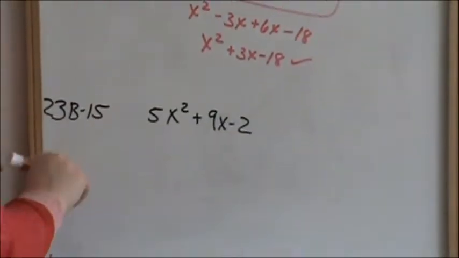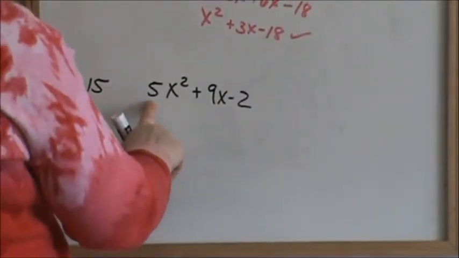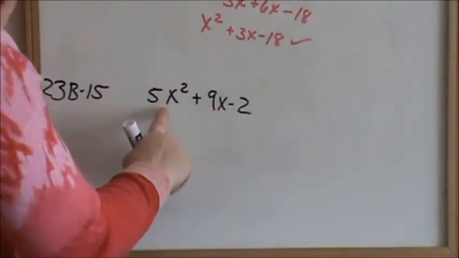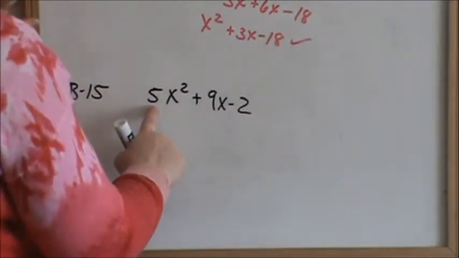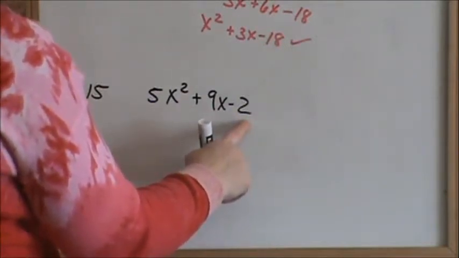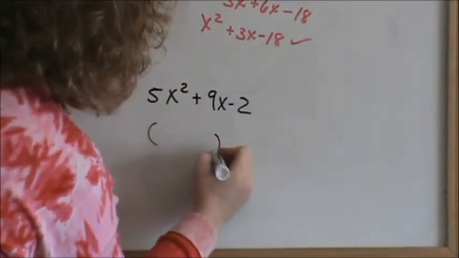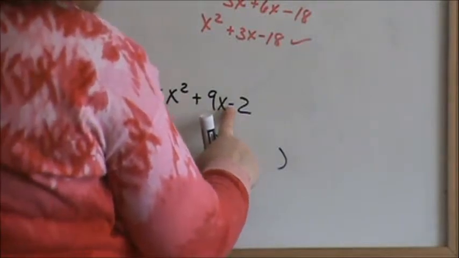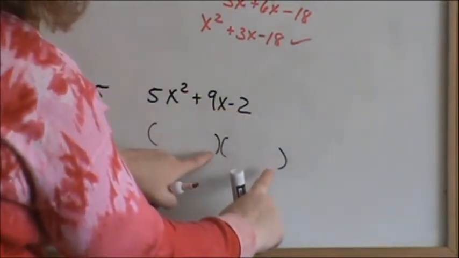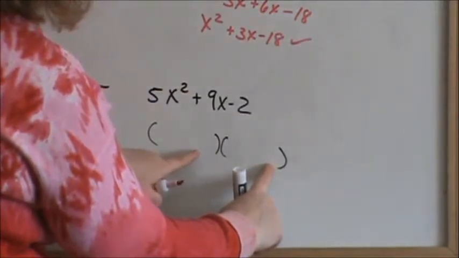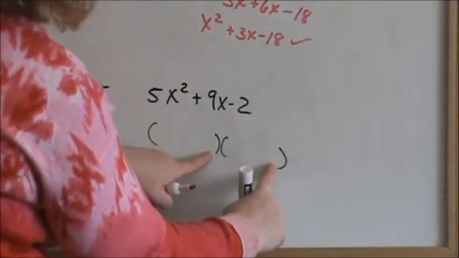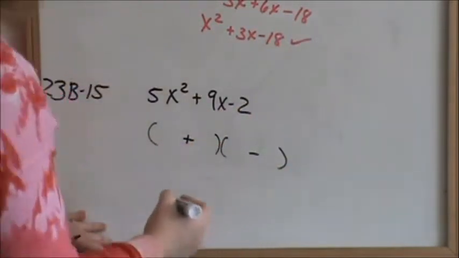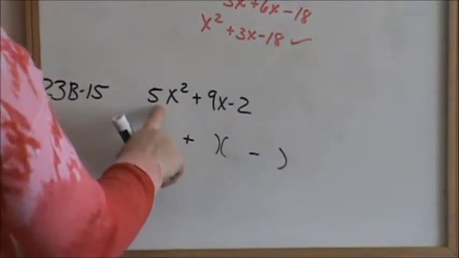Okay, let's go down to 23b15. Now we do have a coefficient in front, but I still have a positive and a negative. Okay? I look to see, can I factor anything out? Between a 5, 9, and 2, there is nothing that I can factor out. So I'm ready just to go straight to 2 parentheses. I look at my signs. I see that I have a negative here. The only way I can get a negative here is when I multiply these two numbers together. One has to be positive and one has to be negative. A positive times a negative gives me a negative, which means one has to be positive and one has to be negative. Okay? Now I'm looking at my factors.